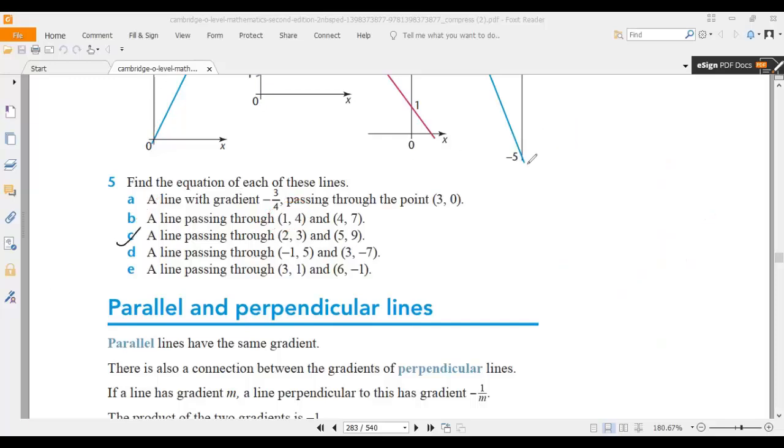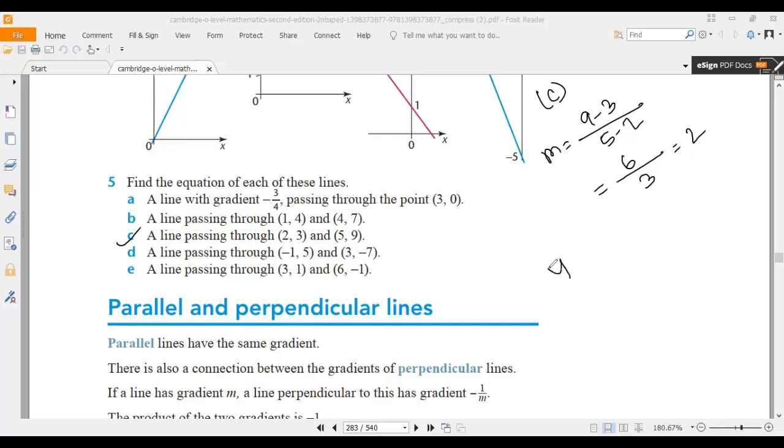In a similar way, we can solve number c. At first, we need to find out the gradient. Gradient equal to y1 minus y2 by x1 minus x2. So 9 minus 3 by 5 minus 2. 9 minus 3, that will be 6. 5 minus 2, that will be 3. 6 by 3, that will be 2.